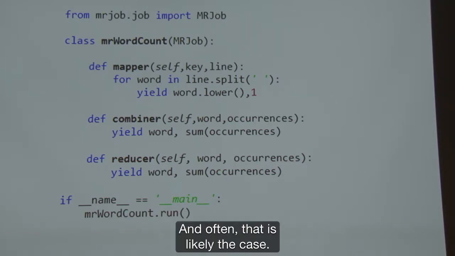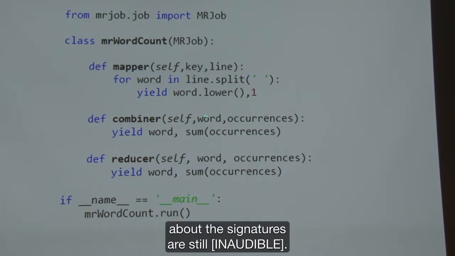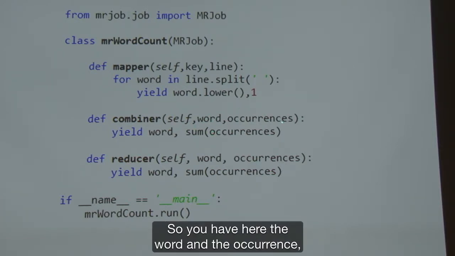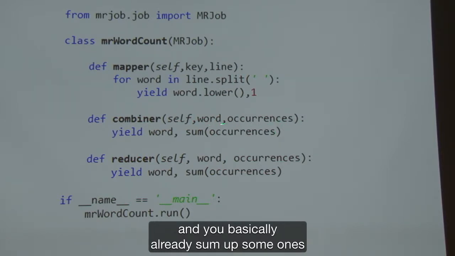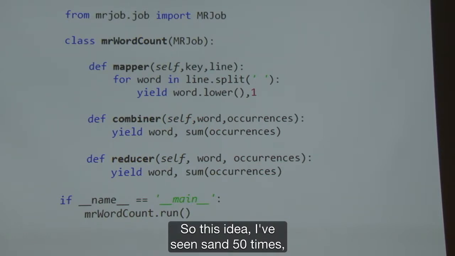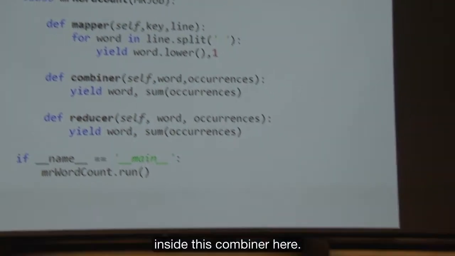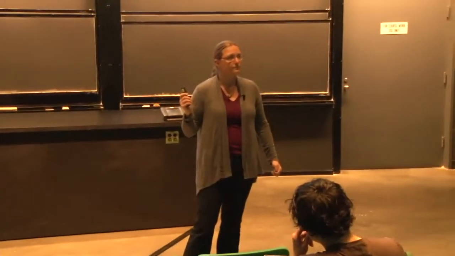And often that is luckily the case, but you have to see whether those criteria about the signatures are still met. So you have here the word and the occurrence, and you basically already sum up some ones that you've seen before the shuffle and sort. So this idea, I've seen Sam 50 times and I've seen Sam 30 times, that is what happens inside this combiner here. Can you see that?